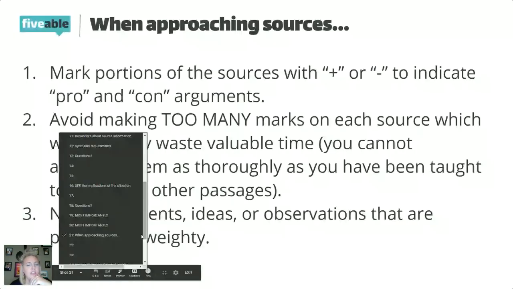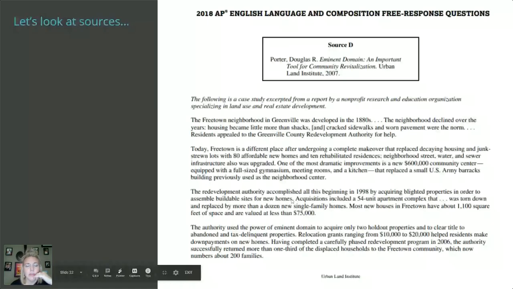Okay, so for 22, here is an example of a source that was given for this particular eminent domain prompt. Okay, so you see that you have that box that says source D, you have your citation information, and they always give you a little blurb in italics that kind of gives you a general idea of what this is. So the following is a case study excerpted from a report by a nonprofit research and education organization specializing in land use and real estate development.